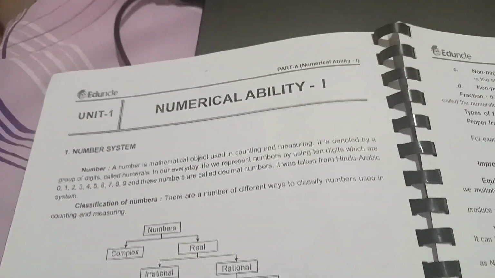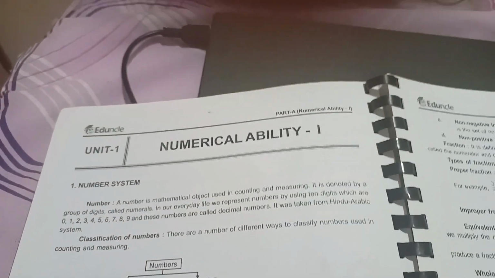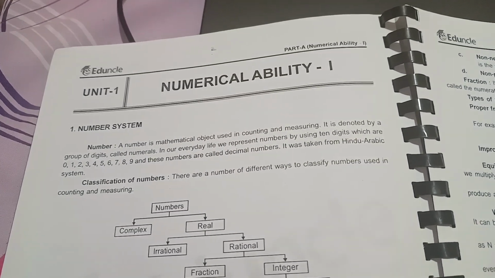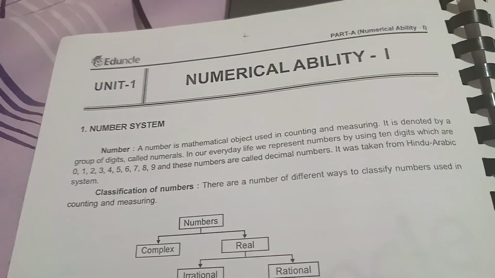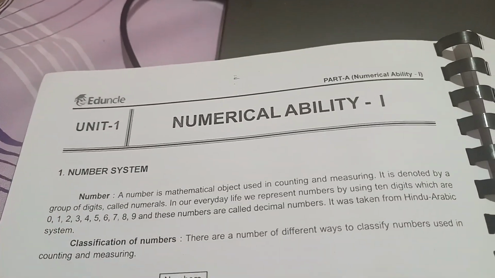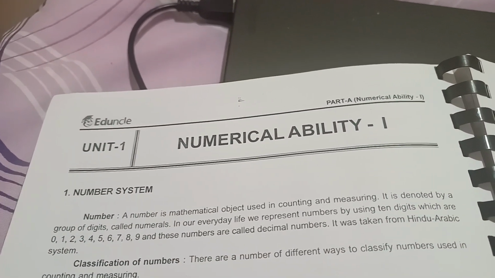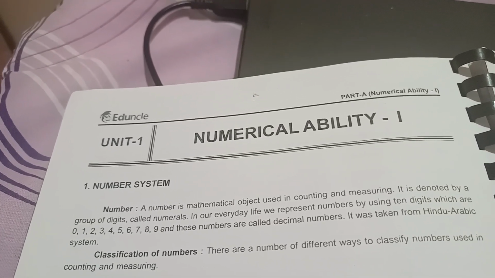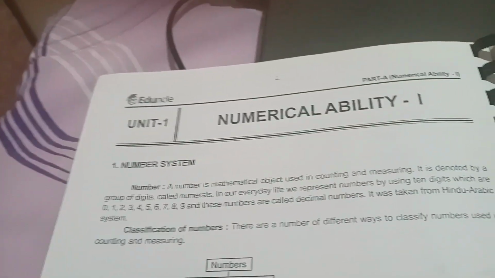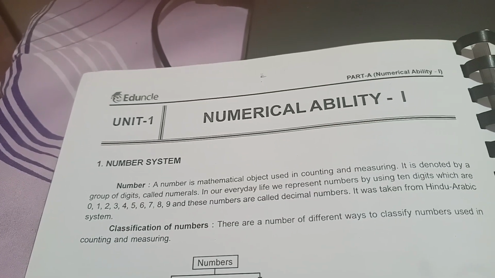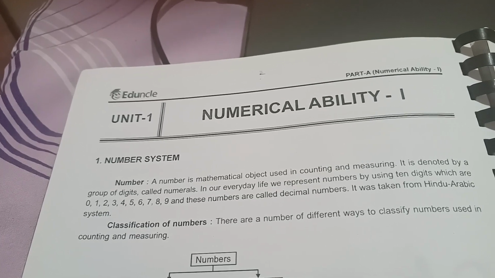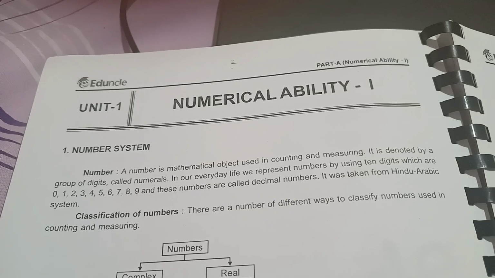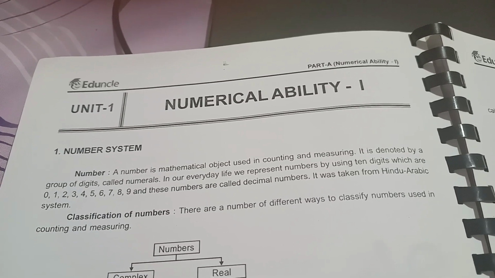Let's study numerical ability. A number is a mathematical object used in counting and measuring. It is denoted by a group of digits called numerals. In our everyday life, we represent numbers by using 10 digits, which are 0, 1, 2, 3, 4, 5, 6, 7, 8, 9. And these numbers are called decimal numbers. It was taken from the Hindu-Arabic system.